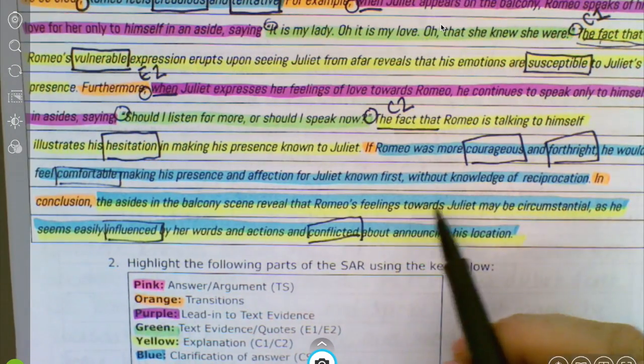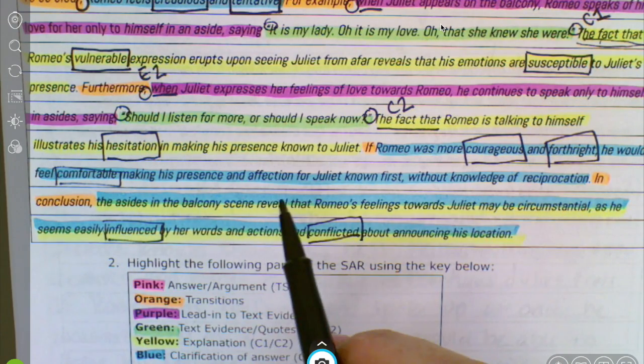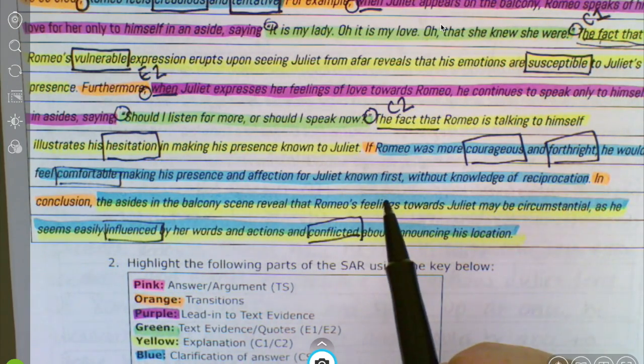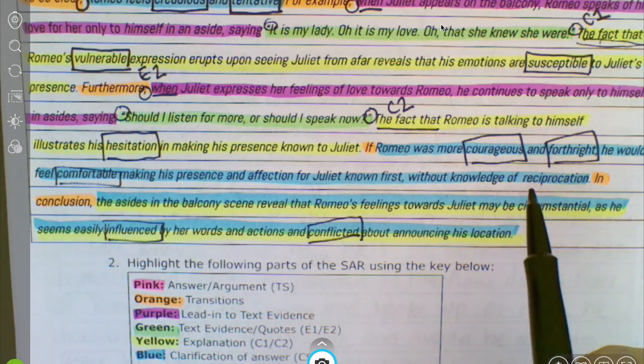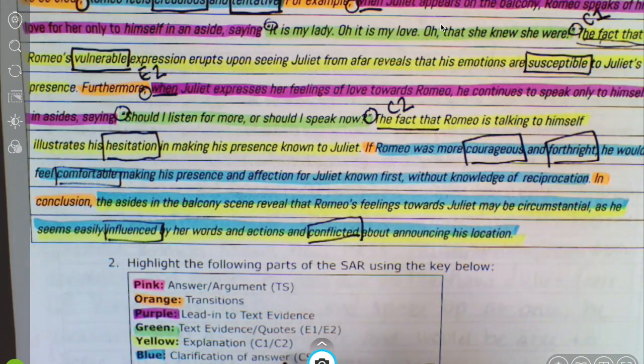So I have "if Romeo was more courageous and forthright, he would feel comfortable making his presence and affection known for Juliet first without the knowledge of reciprocation." So this is clarifying my answer, so that would be in blue, all right?